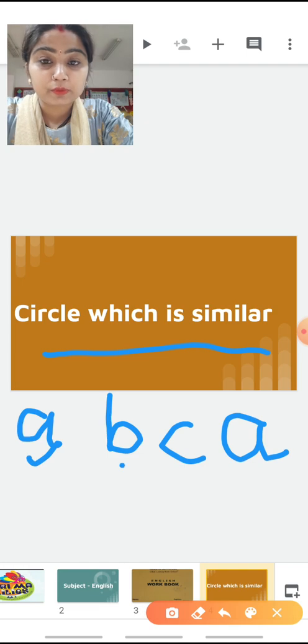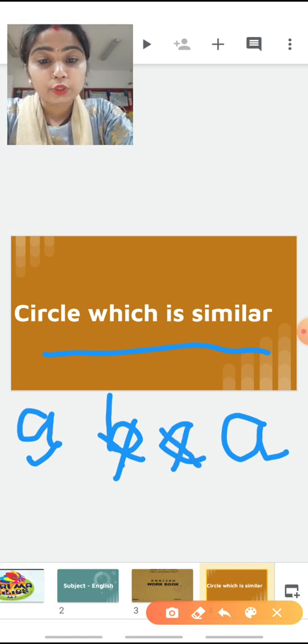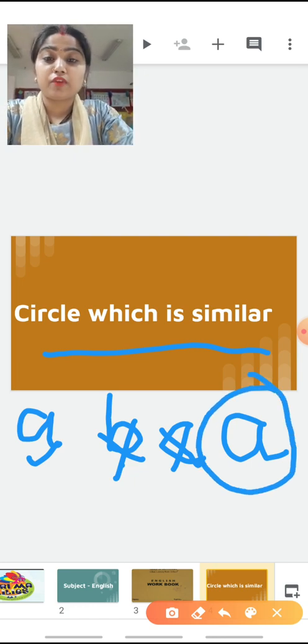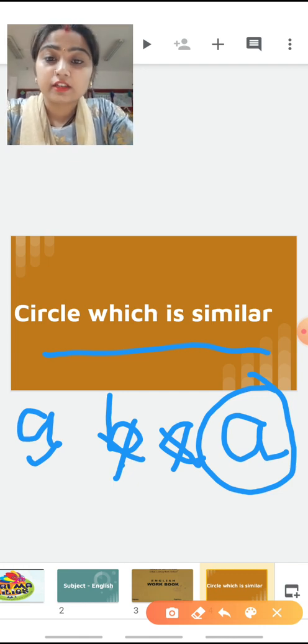Now next is B. Is this similar to A? No. Now C. Is it similar to A? No. A is similar to A. So what are we going to do? We are going to circle letter A. Like this we have to do the exercise. Circle which is similar.